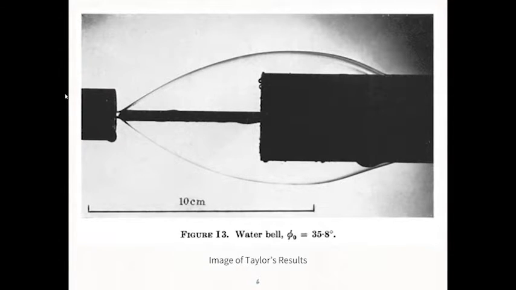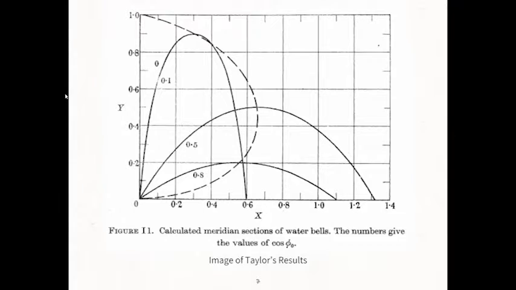To quantify these shapes, Taylor plotted the curves based on the cosine of the interior angle of the cone. The thick lines show different bell profiles for cones with different angles. The dotted line shows the maximum radii for each meridian section. What we can see is that the bells start out short and skinny, and as the angle of the cone increases, they get taller and wider, until about x equals 0.65, when the bells start to stretch out and they get taller and skinnier. What's interesting about this is that there is a maximum length that the water bells in this scenario could be, no matter the cone angle.